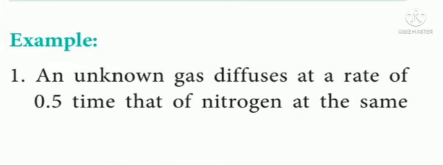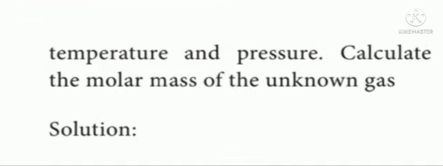Next, let us discuss a problem based on Graham's law of diffusion. The question is given here. An unknown gas diffuses at a rate of 0.5 times that of nitrogen at the same temperature and pressure. Calculate the molar mass of the unknown gas. In the question, we have to calculate the molar mass of the unknown gas. The other gas is nitrogen, and the unknown gas diffuses at a rate of 0.5 times that of nitrogen.